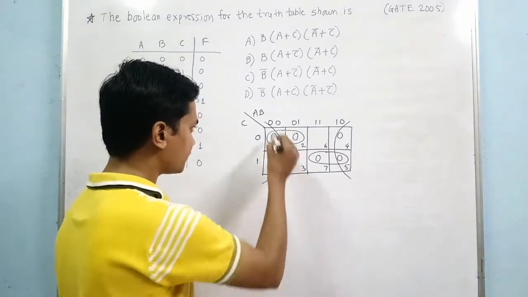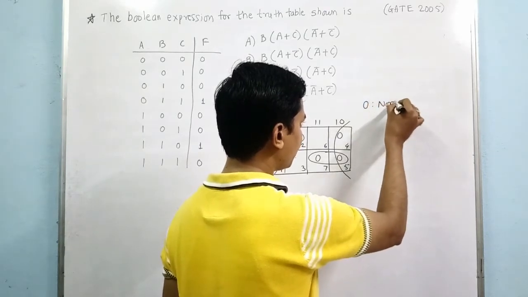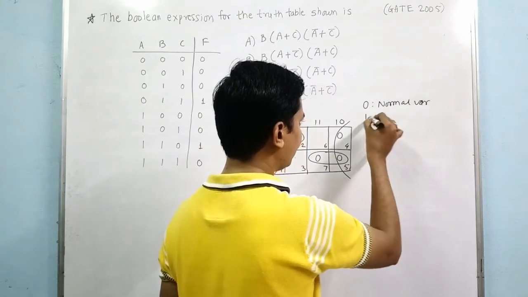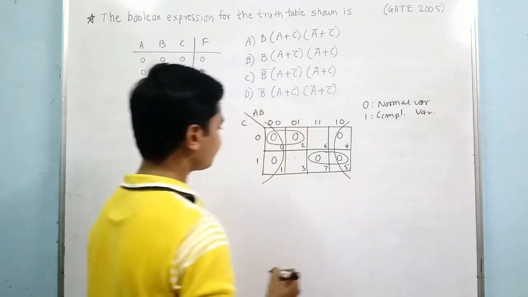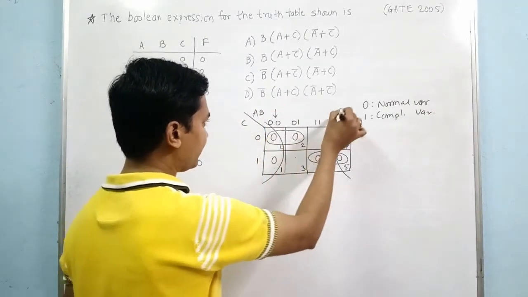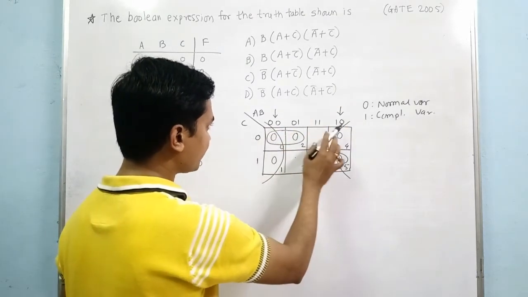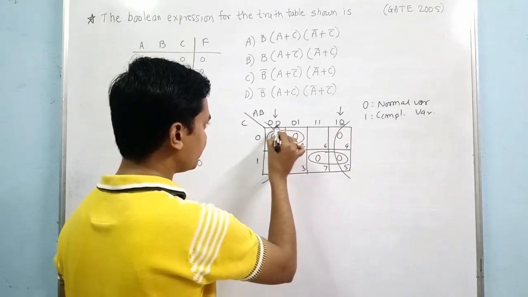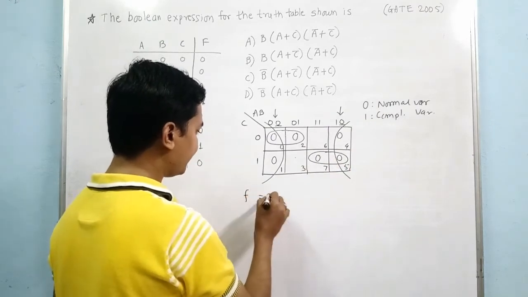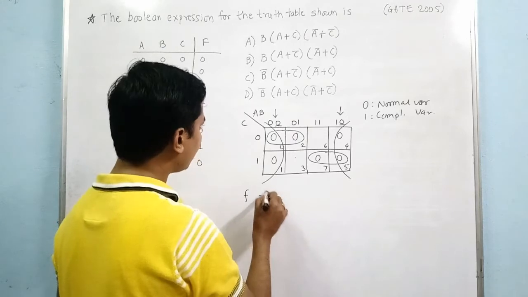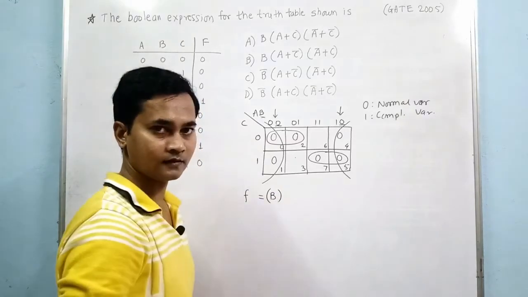Okay, so in POS form we write 0 for the normal variable and 1 for the complemented variable. So for the first column and fourth column just check which bit is common. Whether the first bit or second bit is common here, 0 and 0. So for 0 write the normal variable. So here f of ABC is equal to, second bit is what? For B variable. So write here B. Okay, this is our first summed term.